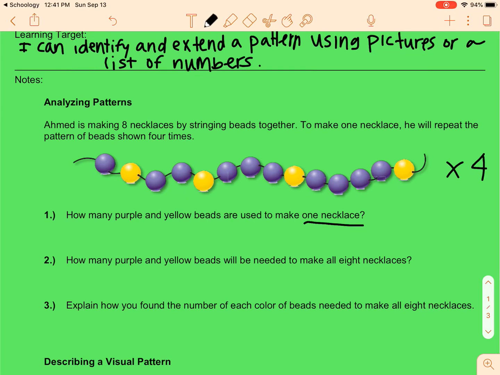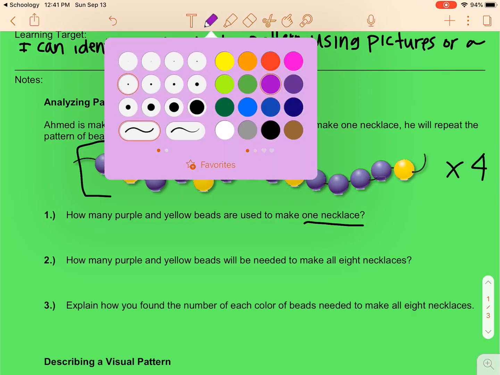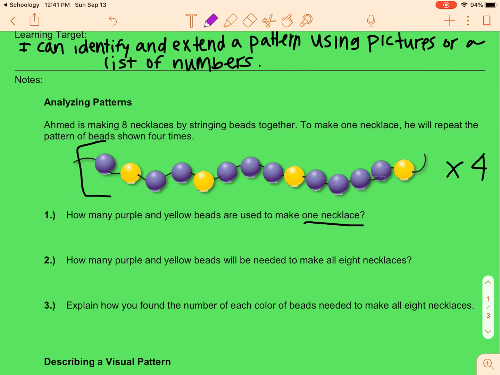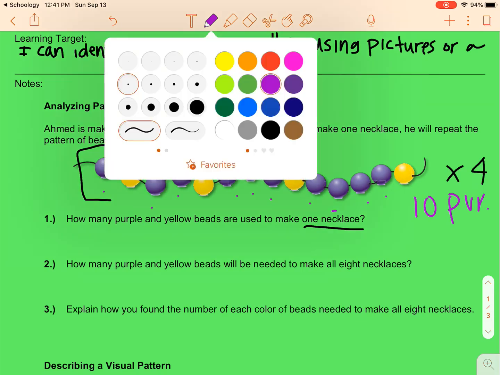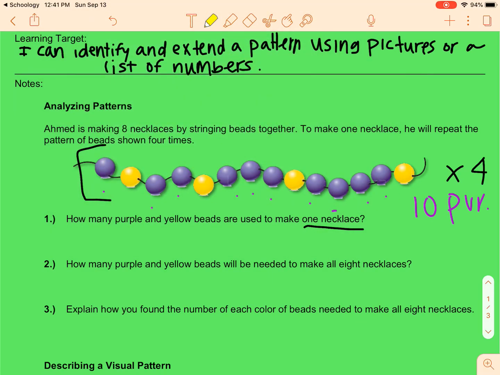Alright, so the first thing we are going to do is look at our set of beads. How many purple beads is he making in this one pattern? Let's see, 1, 2, 3, 4, 5, 6, 7, 8, 9, 10 purple. How many yellow beads is he using in this one pattern? 1, 2, 3, 4 yellow.